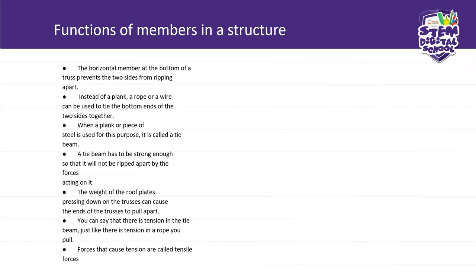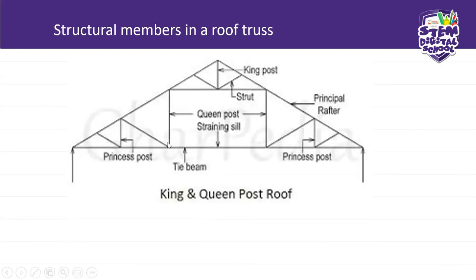In a roof truss, you always have a piece of timber or a piece of steel, because you do have steel roof trusses. You always need a member that is going to span the distance between one wall and the other. A tie beam has to be strong enough so that it will not be ripped apart by the forces acting on it. The weight of the roof plates pressing down on the trusses can cause the ends of the trusses to pull apart. You can say that there is tension in the tie beam. The type of force that acts on the tie beam is tension. Why? Because it stretches from this one end to the other end. Okay.